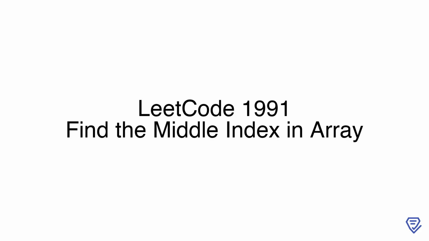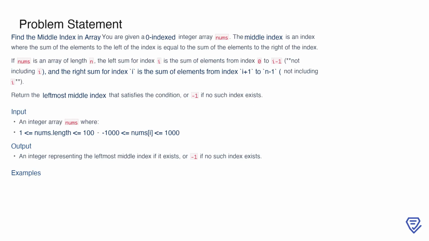Let's get started. In this problem, we need to find the middle index in a given integer array nums. A middle index is defined as an index where the sum of all elements to the left of the index is equal to the sum of all elements to the right of the index. Note that the left sum does not include the element at the middle index itself, and similarly, the right sum does not include the middle index. If there are multiple indices that satisfy this condition, we are required to return the leftmost one. If no such index exists, we should return -1.